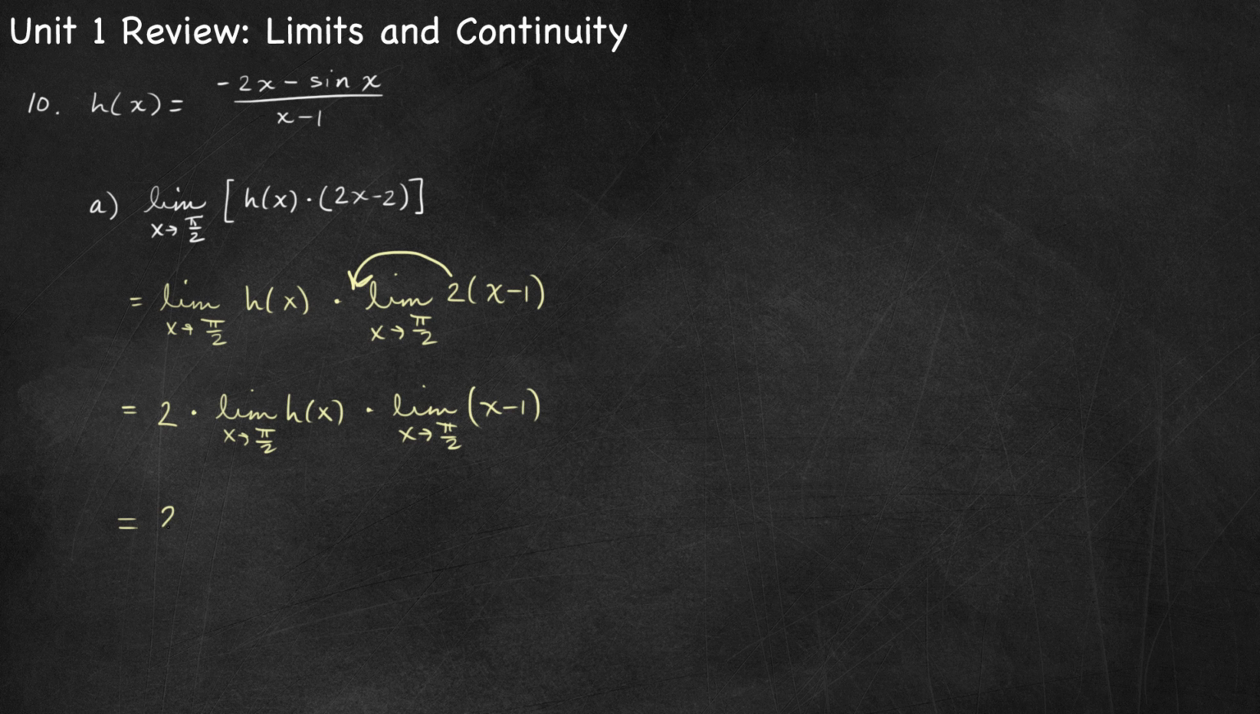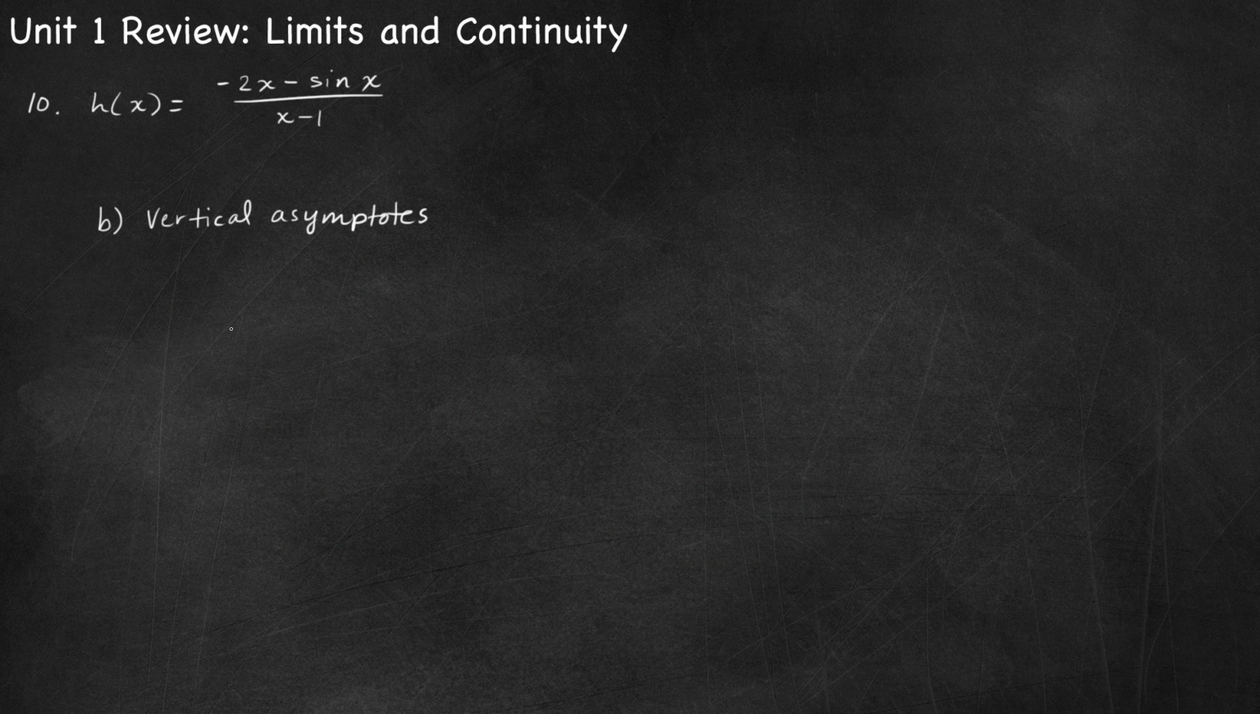Now using substitution, the limit of h as x approaches pi over 2 is going to be -2 times pi over 2, or just -pi, minus the sine of pi over 2, which is 1, over pi over 2 minus 1. Okay, and then we multiply that by this other limit, and using substitution, that's going to be pi over 2 minus 1. So right away we can cancel out pi over 2 minus 1 here and here, and then distribute our 2, we get negative 2 pi minus 2.